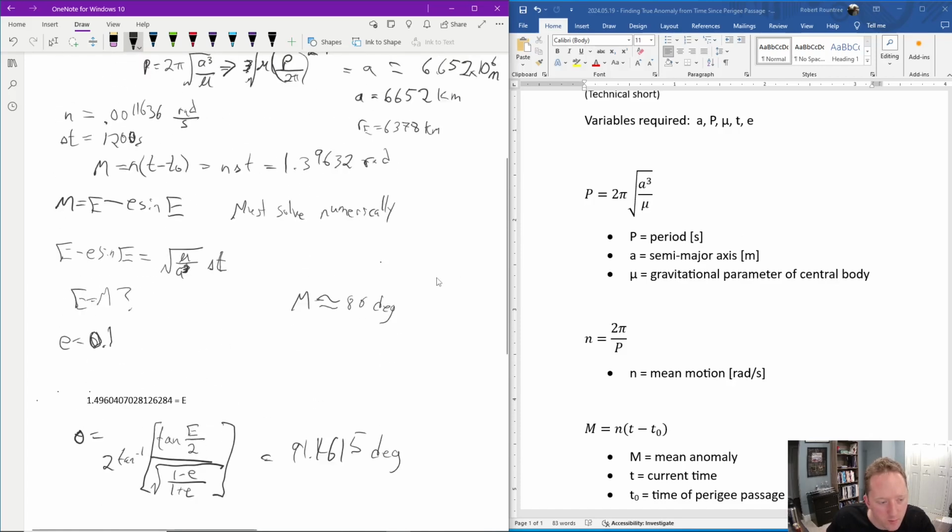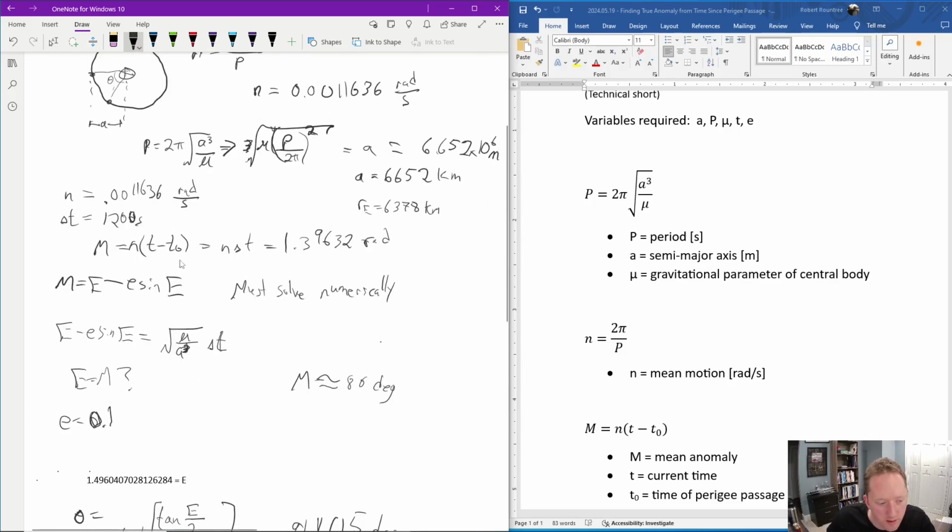So, like I said, pretty straightforward. Just a couple things where needing to solve this numerically is a little different than what you have to do sometimes.